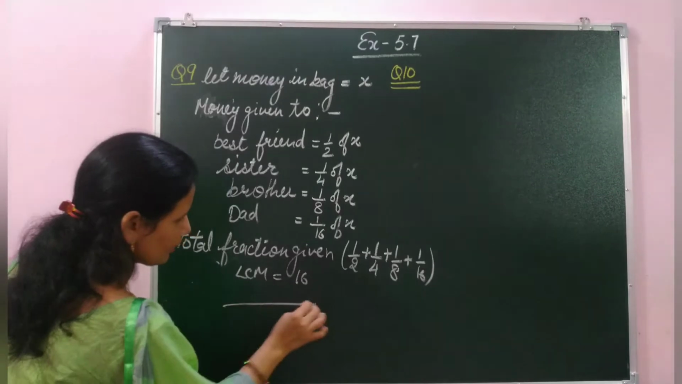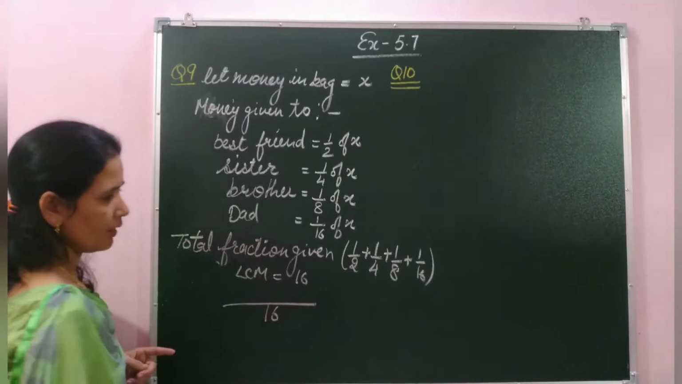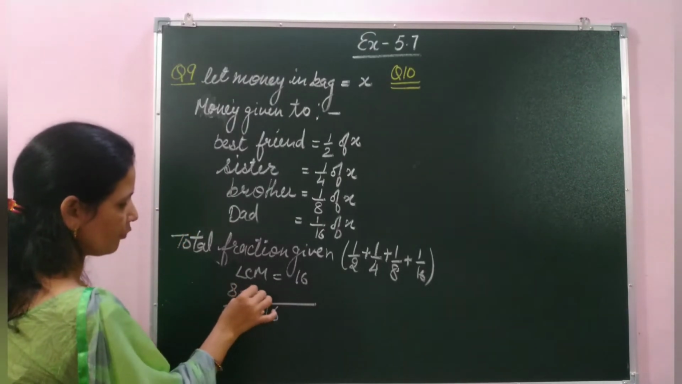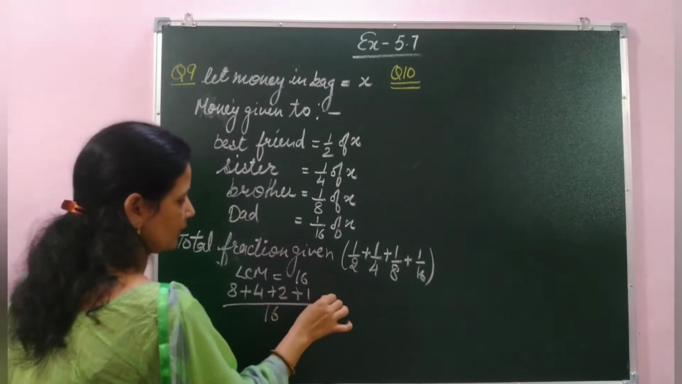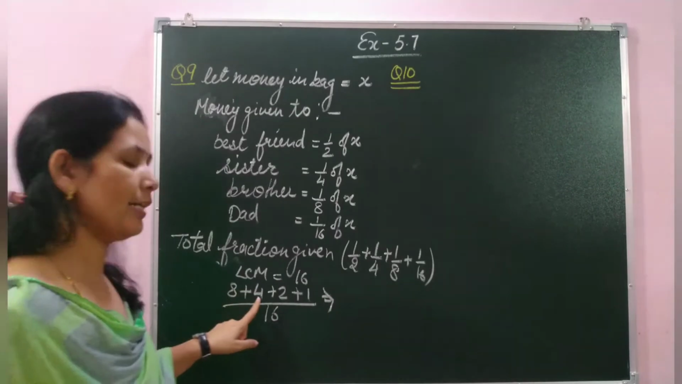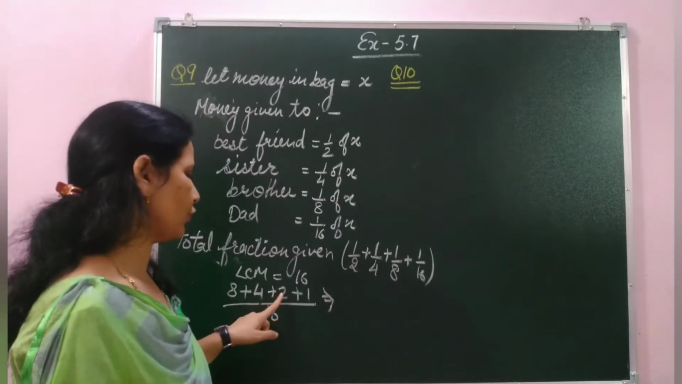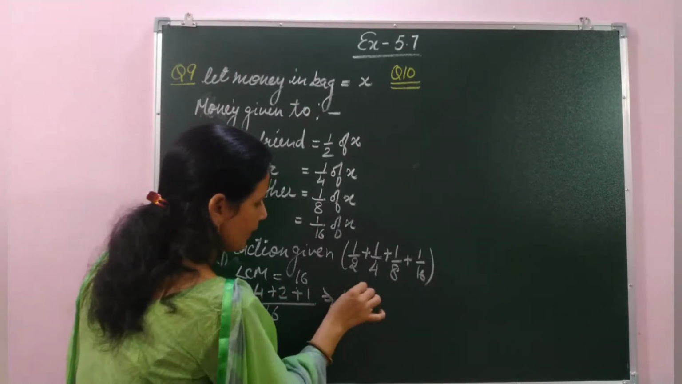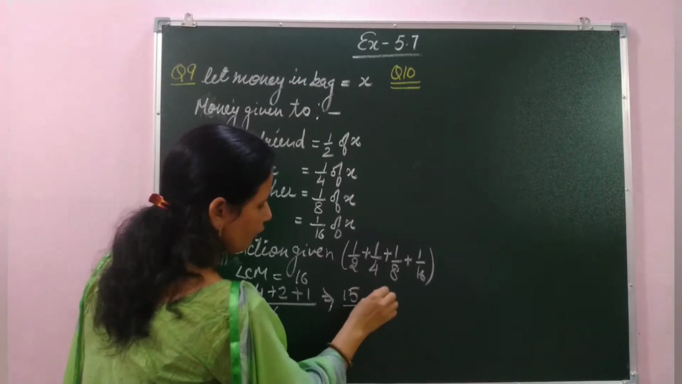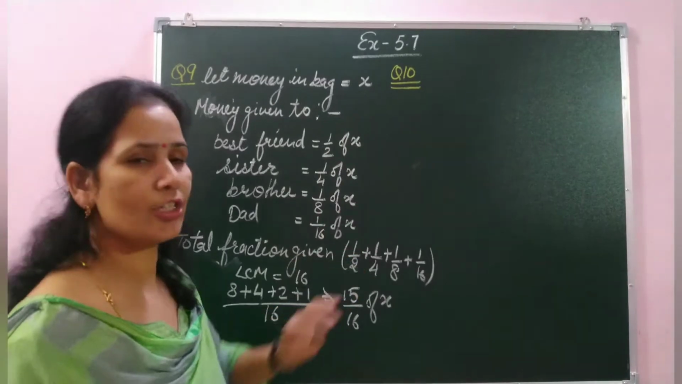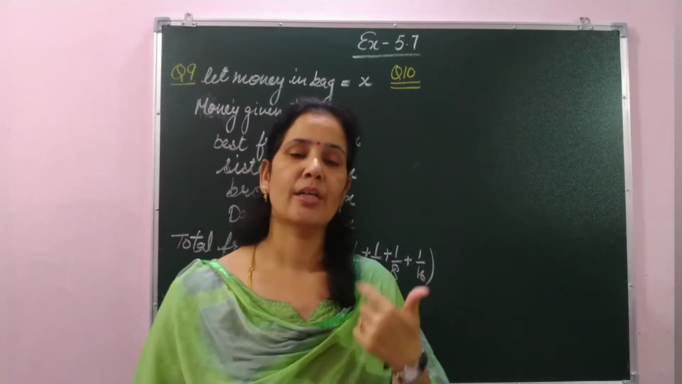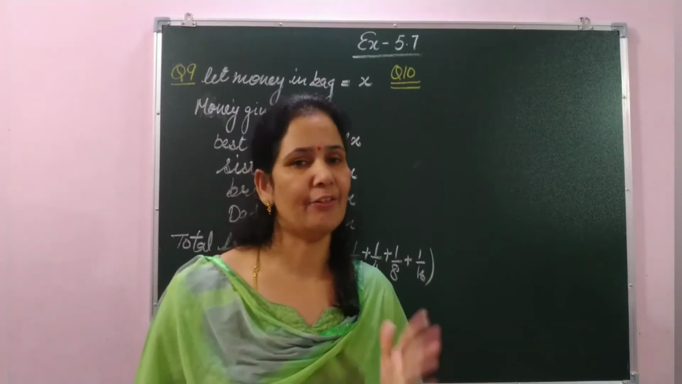So write the LCM as a common denominator. 2 eights are 16, 4 fours are 16, 8 twos are 16, and 16 ones are 16. So 8 plus 4 is 12, 13, 14 and 15. So 15/16 of X. Then 15/16 of the total she gave to her best friend, brother, sister and father.